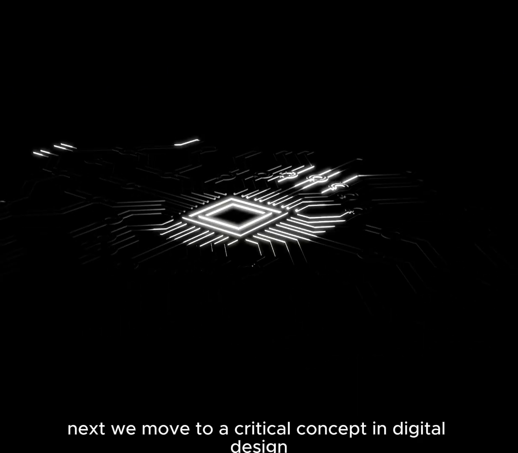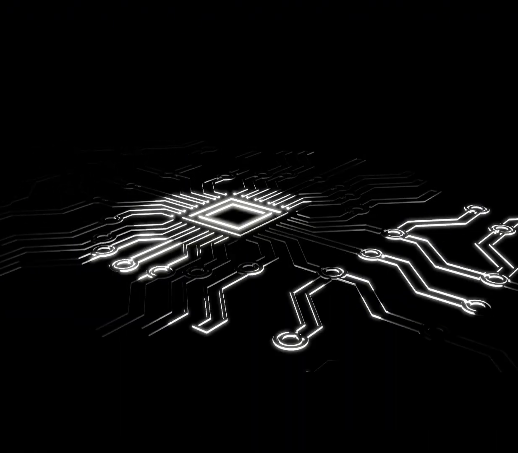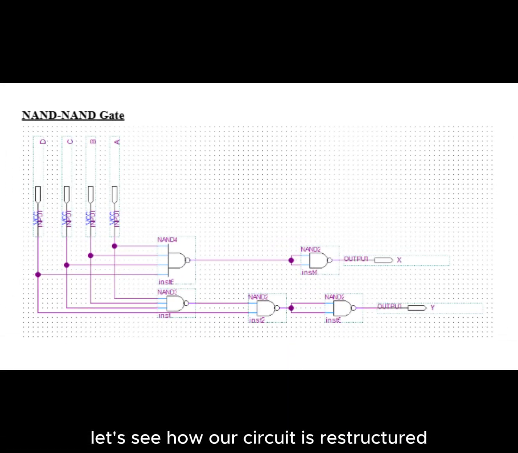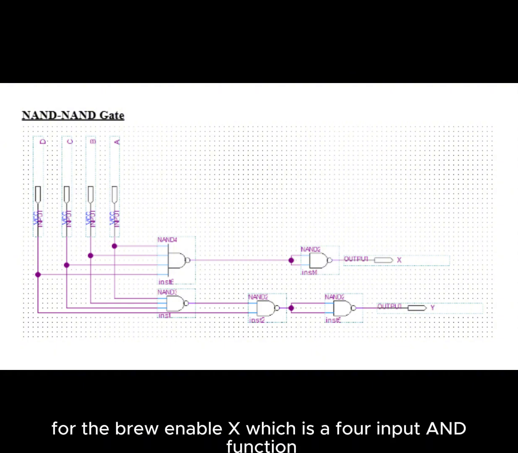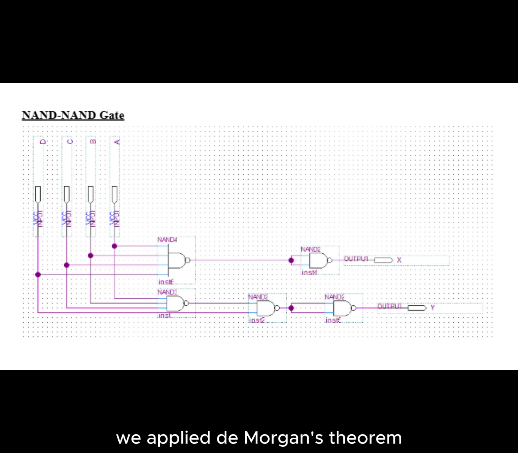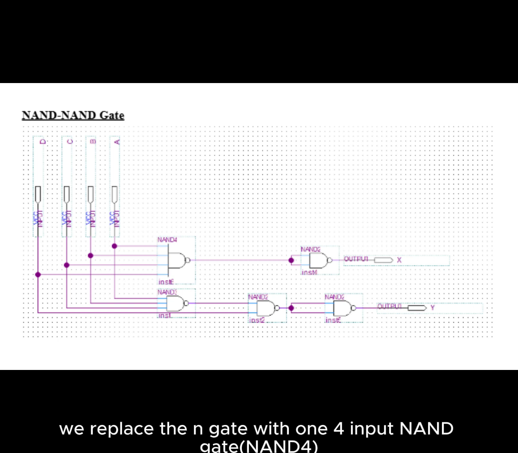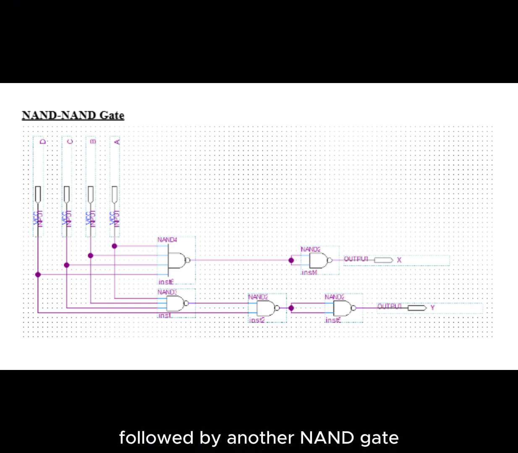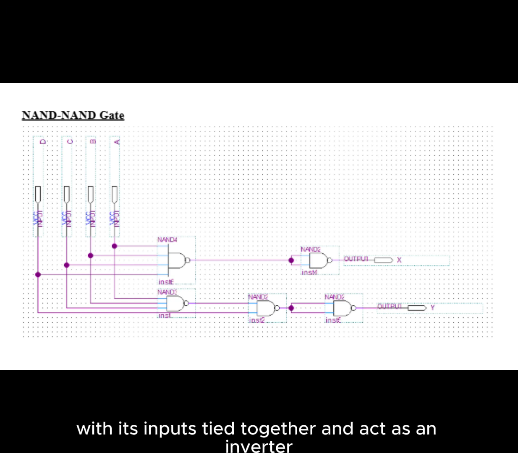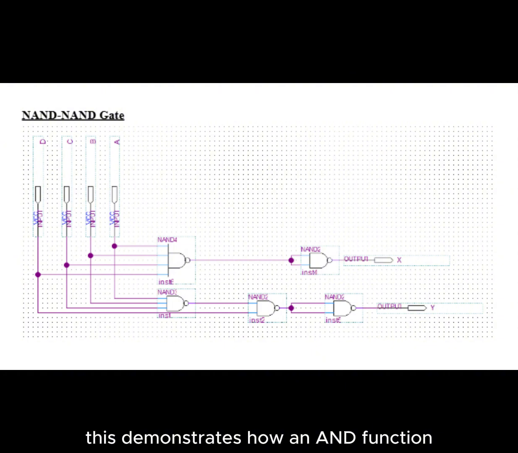Next, we move to a critical concept in digital design, the NAND gate. Let's see how our circuit is restructured. For the brew enable X, which is a 4 input AND function, we applied De Morgan's theorem. We replaced the AND gate with one 4 input NAND gate, NAND 4, followed by another NAND gate, NAND 2, with its inputs tied together to act as an inverter. This demonstrates how an AND function is efficiently created using only NAND gates.